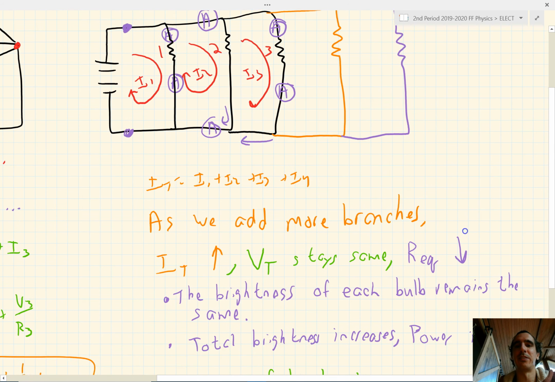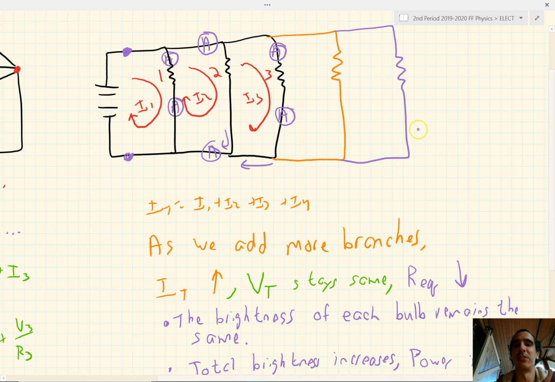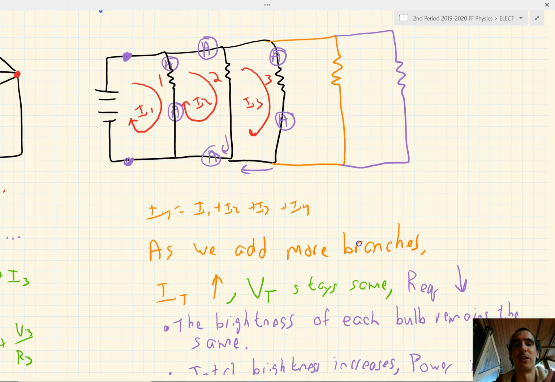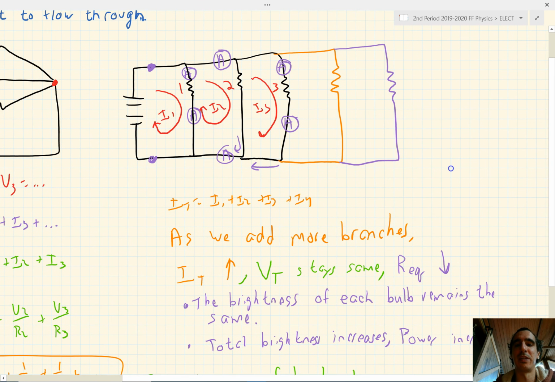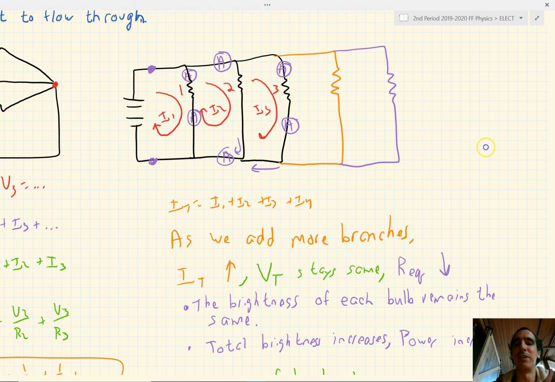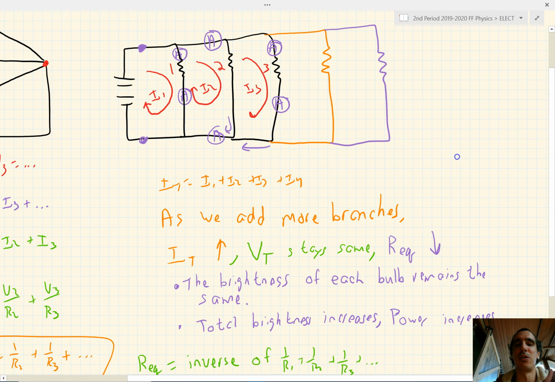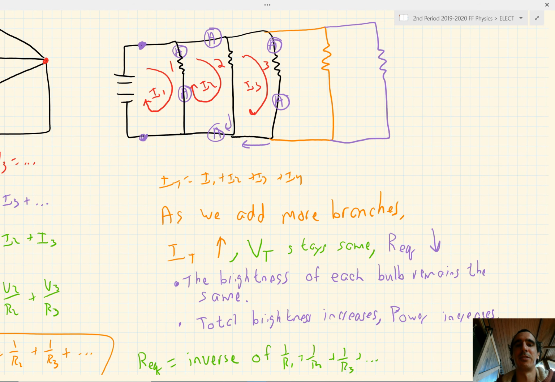So just to reiterate, as we add more branches in parallel, what happens for each individual branch remains the same in terms of their brightness, their current and potential difference. But the total amount, if we combine all those light bulbs together, we'd get a much brighter light bulb. So the individuals remain the same, but the total brightness and power increase.